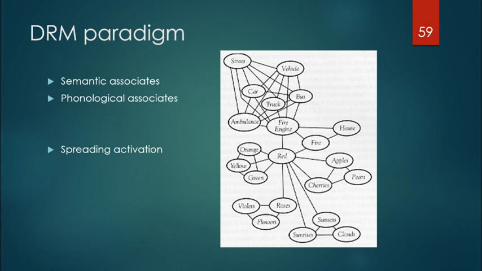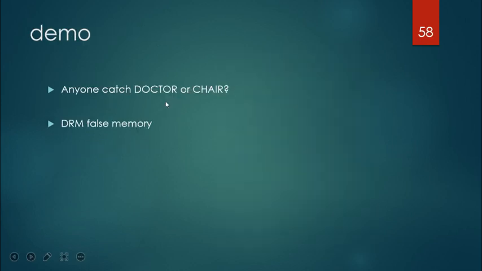So what's going on here? You were presented with close semantic associates of the word doctor and close semantic associates of the word chair. You had words like hospital, nurse, couch, seat, table. So those are words that are closely associated with chair, and hospital and nurse are closely associated with the word doctor.